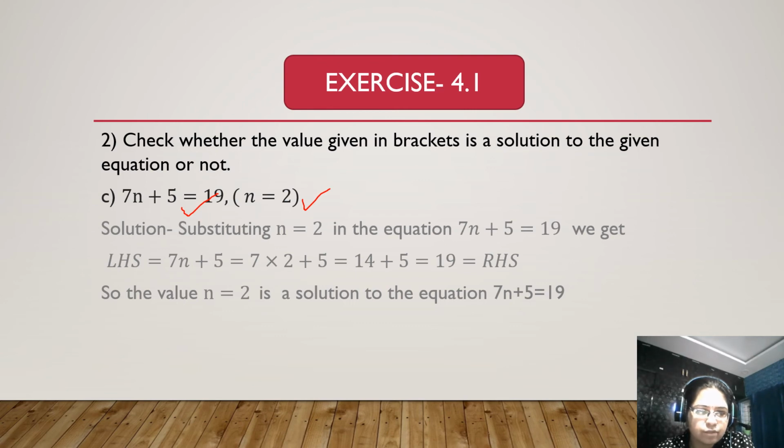So substituting n equal to 2 in the equation 7n plus 5 equal to 19, we get left hand side is 7n plus 5, substitute the value of n, that is 2. So 7 multiplied by 2 plus 5. 7 multiplied by 2 is 14, 14 plus 5 is 19, that is equal to the right hand side. So n equal to 2 is a solution for the equation 7n plus 5 equal to 19.